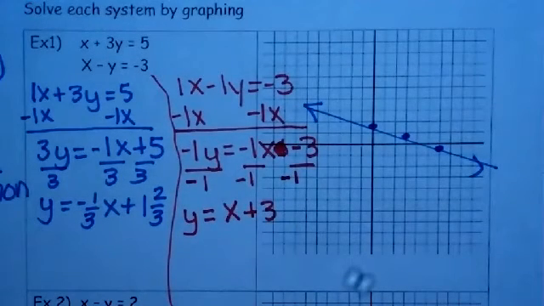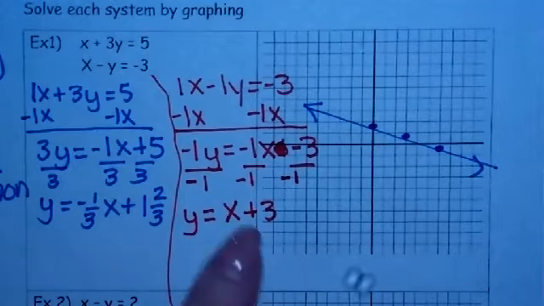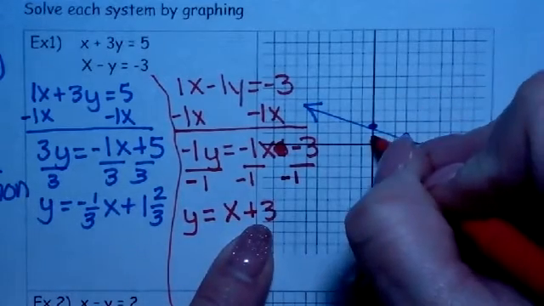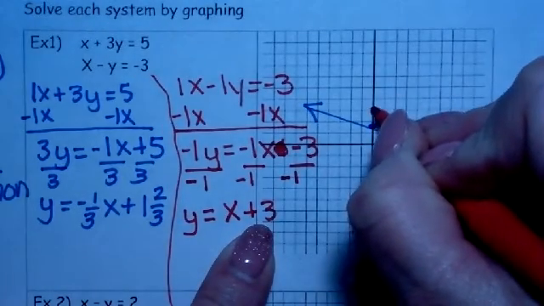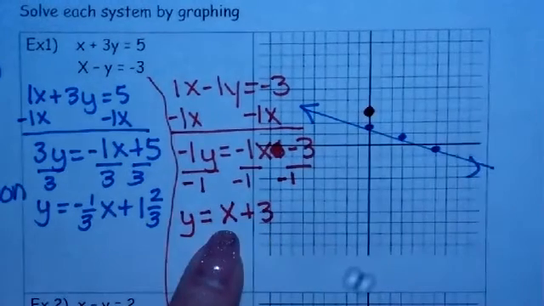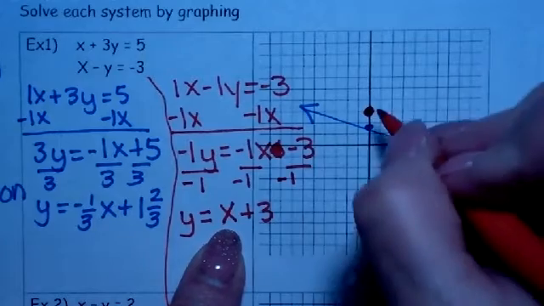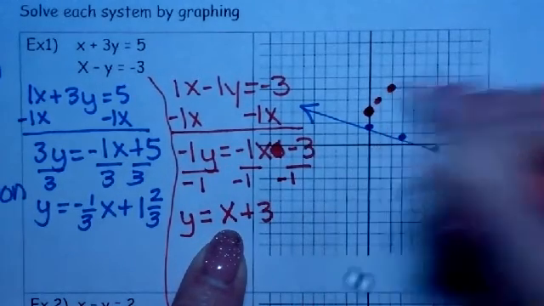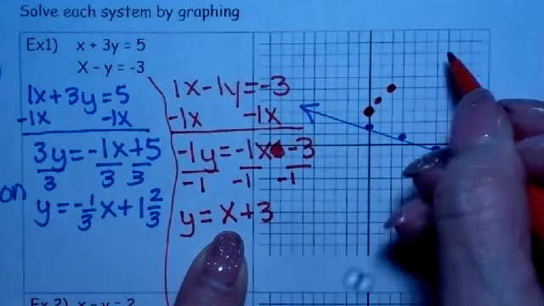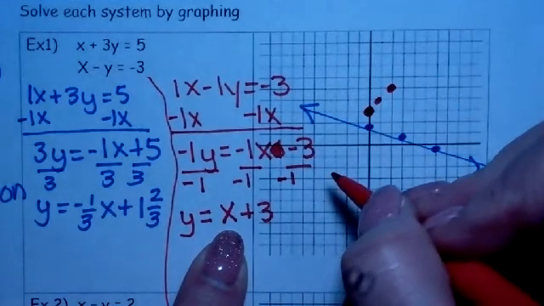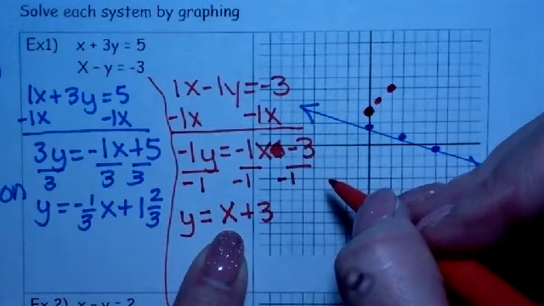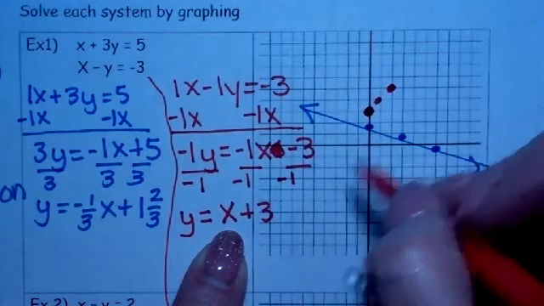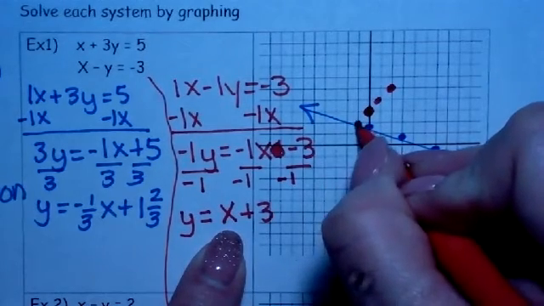Now, what I'm going to do right here is start at positive 3: 1, 2, 3. My slope is up 1, right 1. So up 1, right 1, up 1, right 1. Now, when I'm doing this, I realize I'm traveling away from the other line, so I'm actually going to reverse that. Instead of going up and right, I'm going to go down and left.